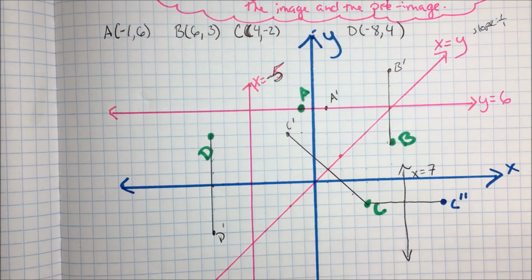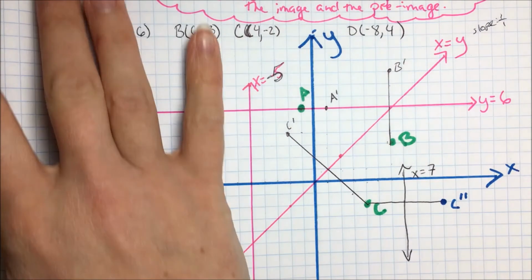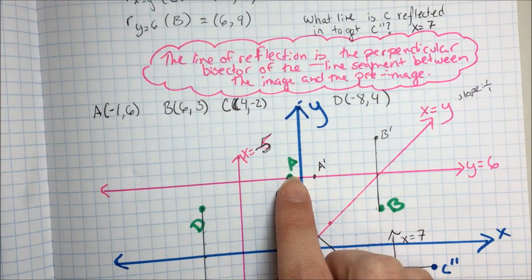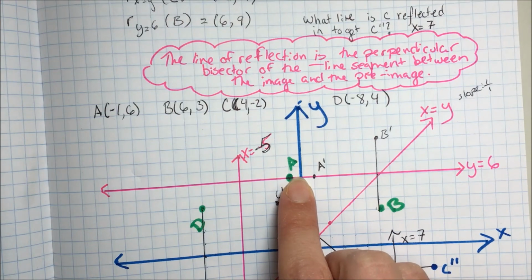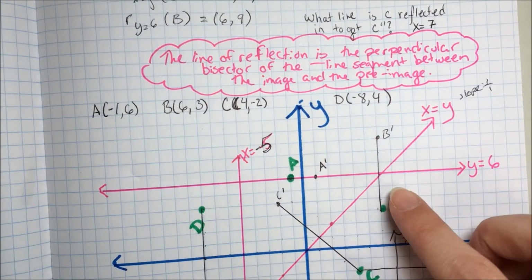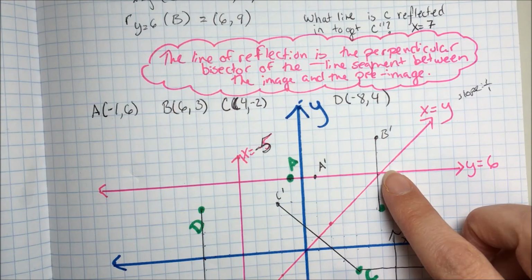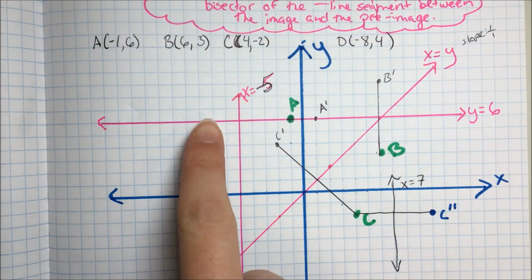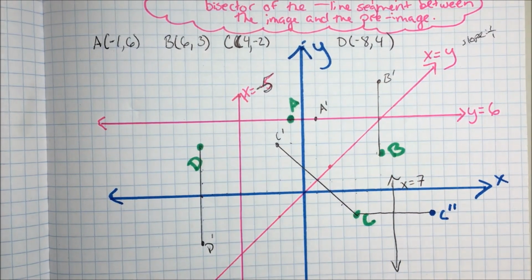Okay? So the basic idea here is that when we're reflecting, we start where the point is, we count in a perpendicular fashion to our line of reflection, and then we count past the same amount. And the line of reflection is the perpendicular bisector of the segment between the image and the pre-image. And we can see that in all of our transformations.